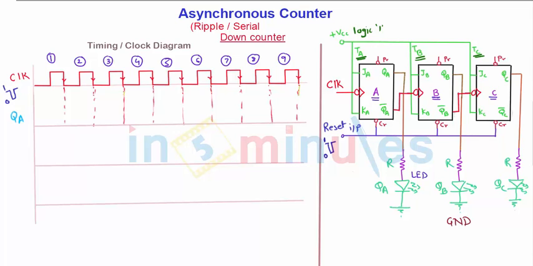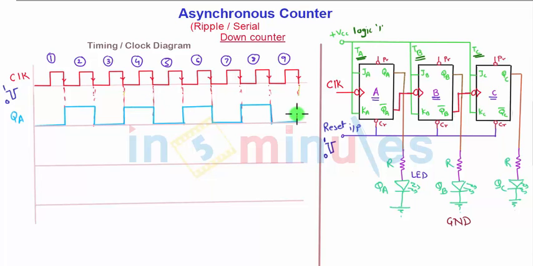So for the first falling edge, before that the reset pulse is already applied, so QA will be 0. After the first clock pulse, when the negative edge is hit, QA will go to 1. It will remain 1 till the next falling edge and will go to 0. It will be 0 till the next falling edge, and again it will go to 1.